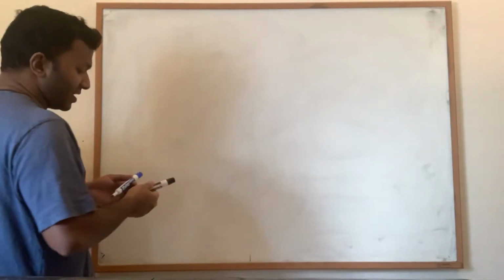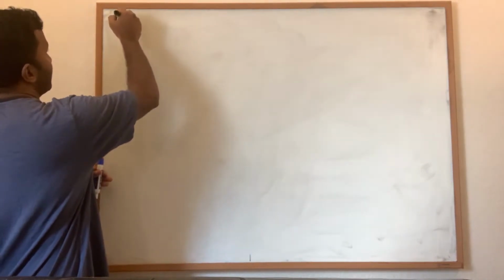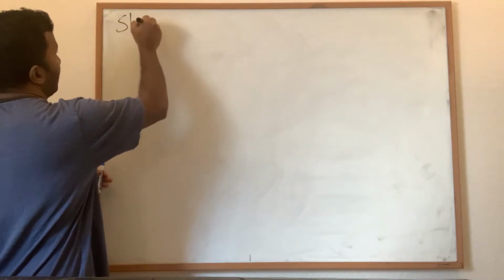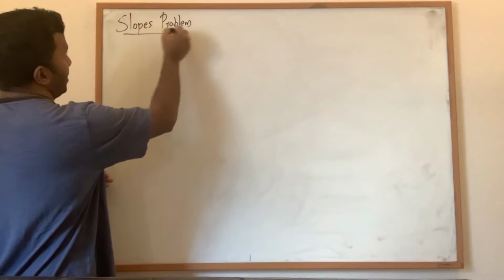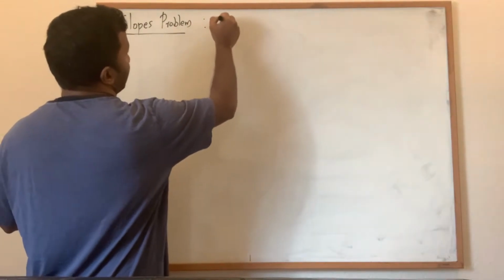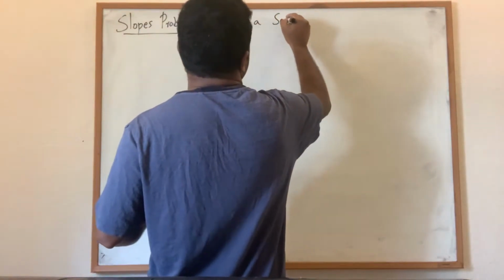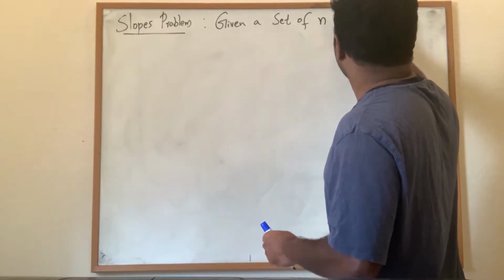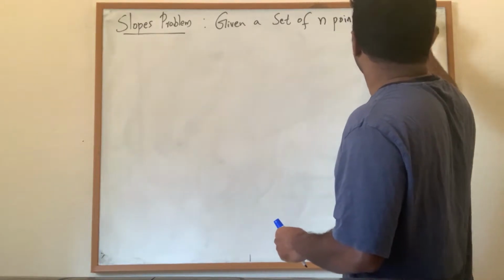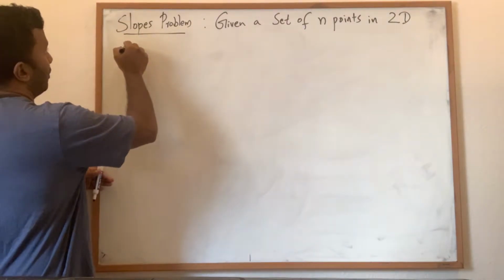Okay, so next we're going to see a problem from computational geometry, and let me call this the slopes problem. Okay, so the input is going to be, given a set of n points in 2D. What I want to find out are the following things.